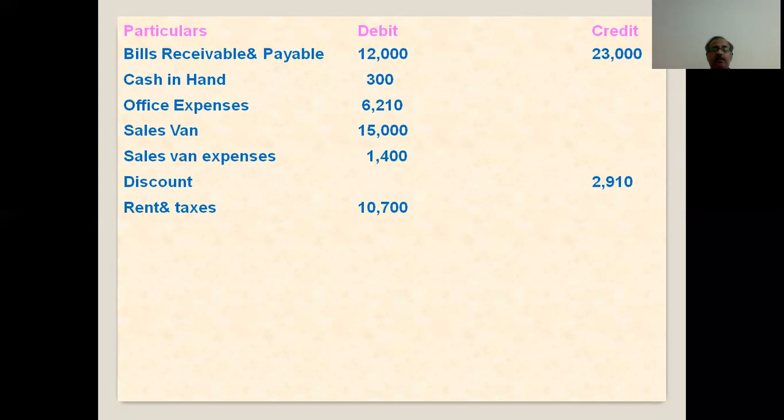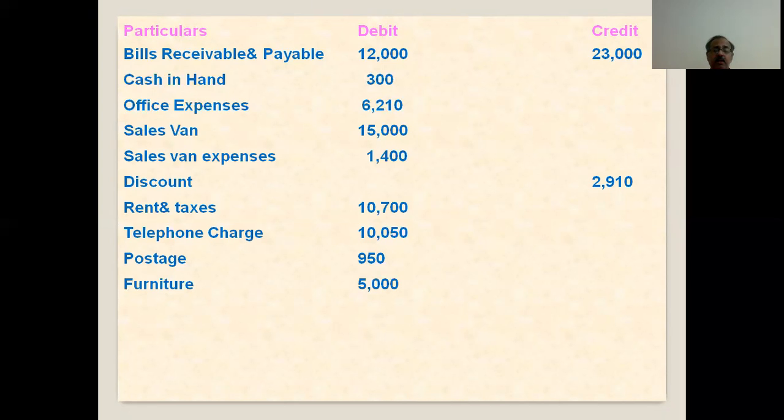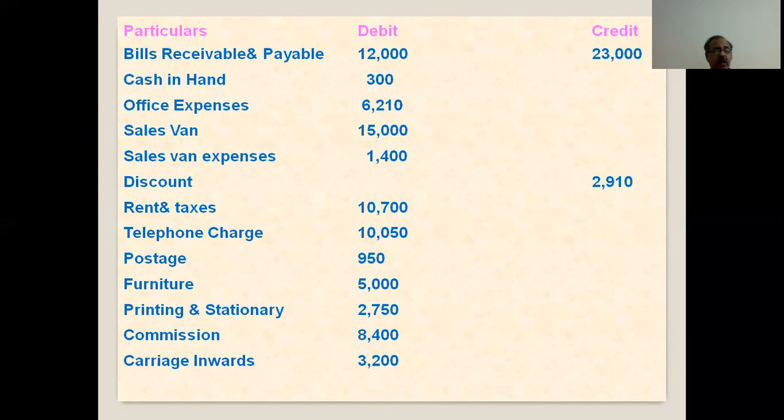Rent and taxes, rupees 10,700. It's an expense. Debit side of the P&L account. Telephone charges. It is an office expense. Debit side of the P&L account. Postage. It's an office expense. Debit side of the P&L account. Furniture. It's an asset. Then asset side of the balance sheet. Printing and stationery. It's an expense. Debit side of the P&L account. Commission. Debit balance. Commission debit balance means commission paid. It is an expense. Debit side of the P&L account.